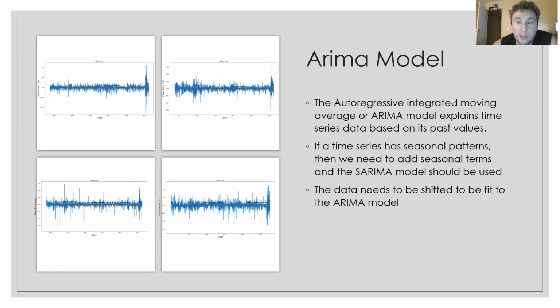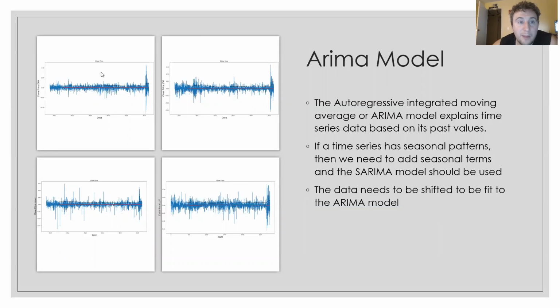The ARIMA model, or the autoregressive integrated moving average, is a function that's used to explain time series data based on its past values. If there is seasonality in a time series data set, then we want to use the seasonal ARIMA model possibly instead. And the data for this particular case, so we can fit it to the model, does need to be shifted. So there is a little bit of lag that is accounted for in the model.